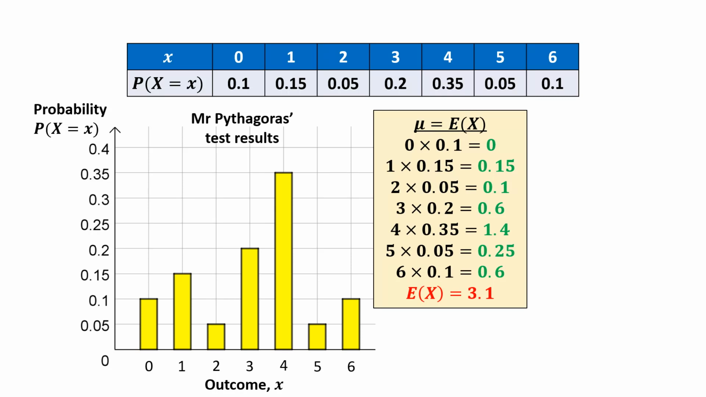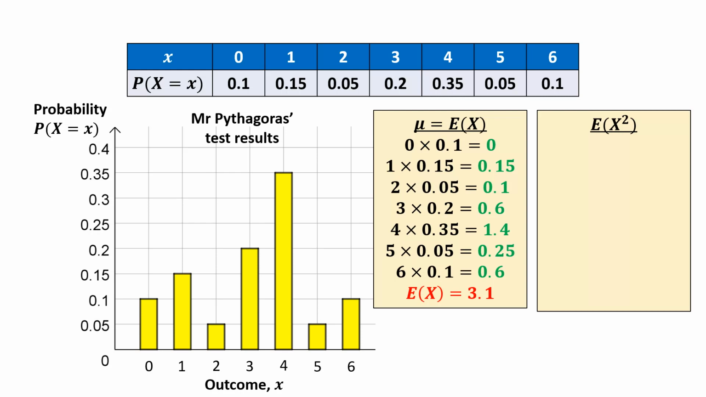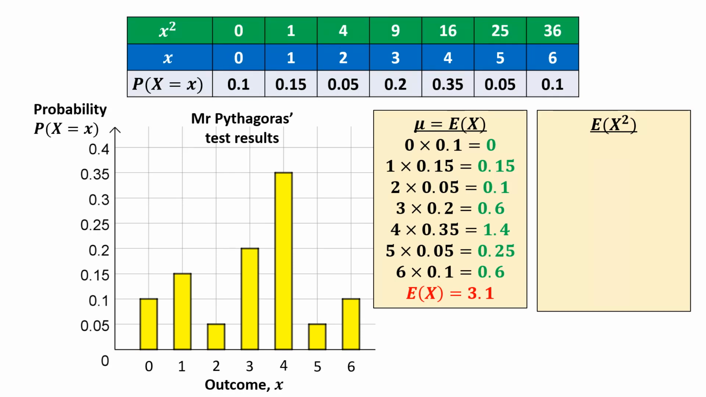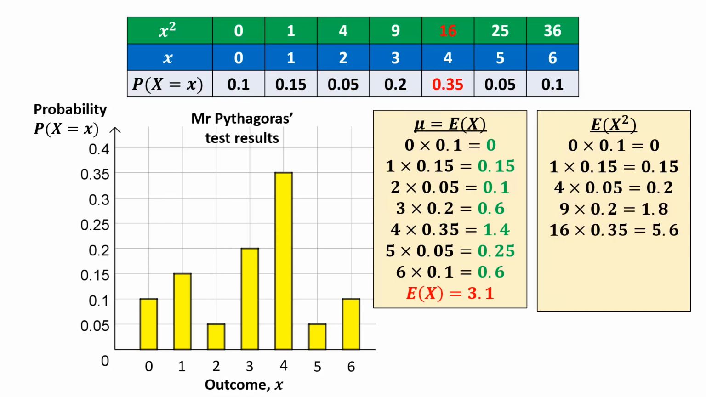All right, well, let's move on from here. We're going to now calculate the expected value of x squared. So what we're going to do is take each of the x values and square them, times them by themselves. And now we're going to go through and multiply the x squared values by the probability. Same as what we're doing for the expected value of x. Now we're going to add up these results to get the expected value of x squared equal to 12.6.